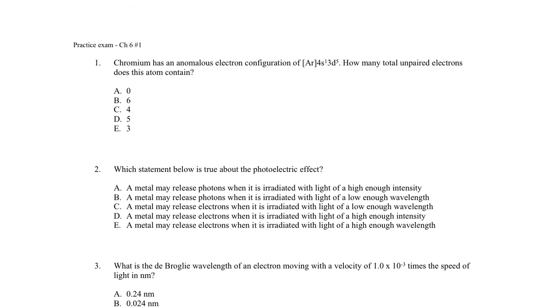Okay, so what we would do for this question here is imagine we'd have a 4s subshell and a 3d subshell, and that these subshells simply have 1 electron in the 4s, 5 electrons in the 3d. So collectively we have 6 total unpaired electrons.